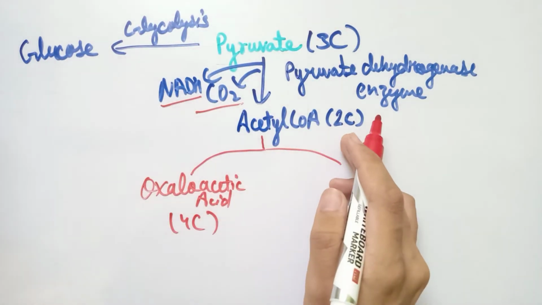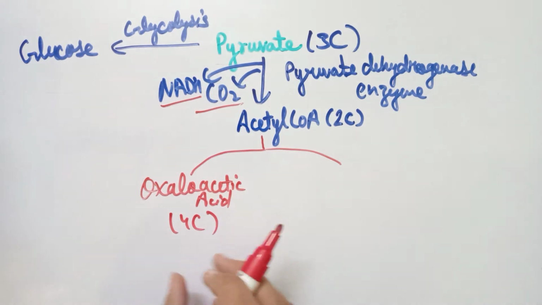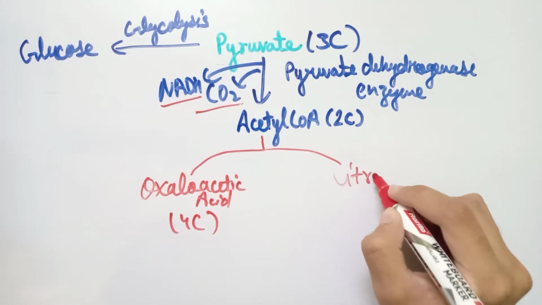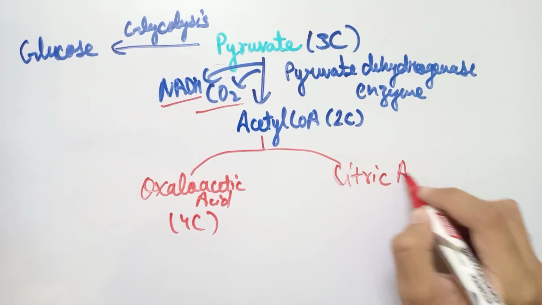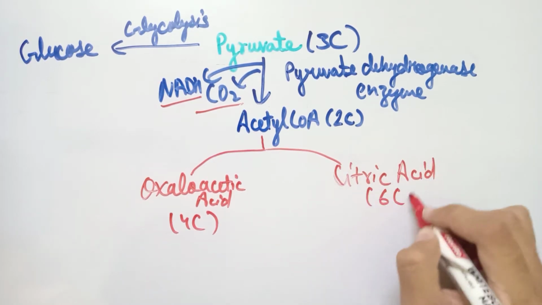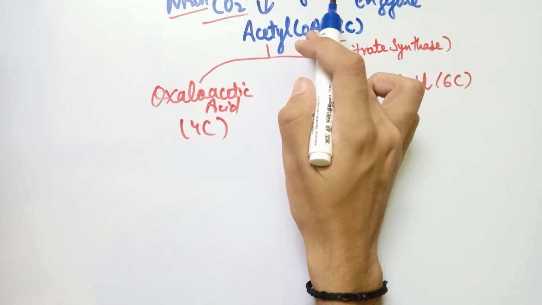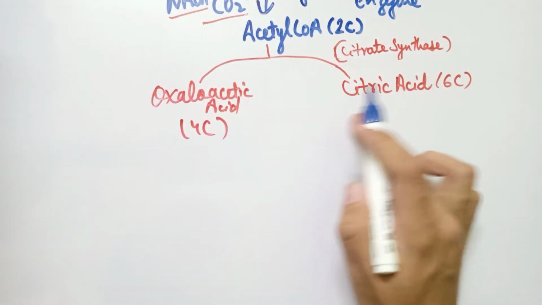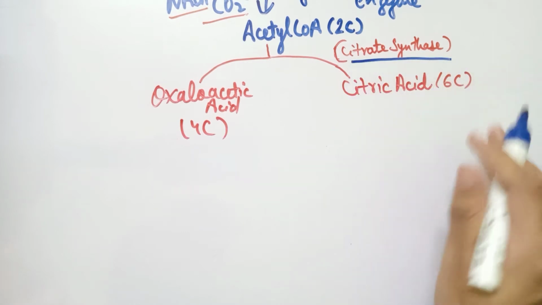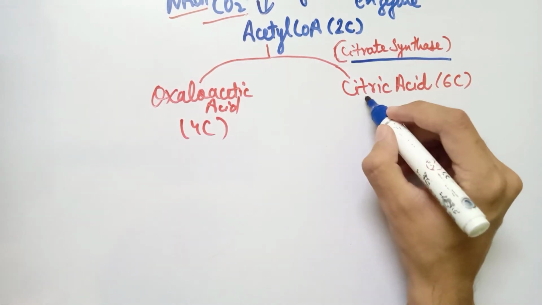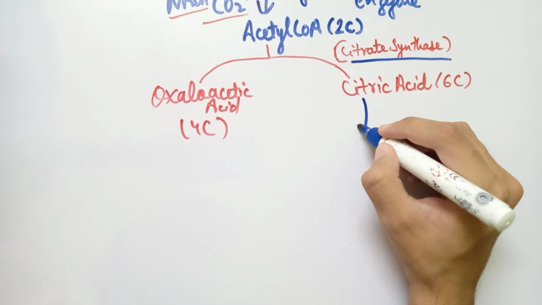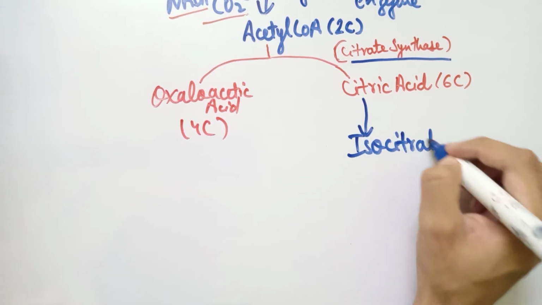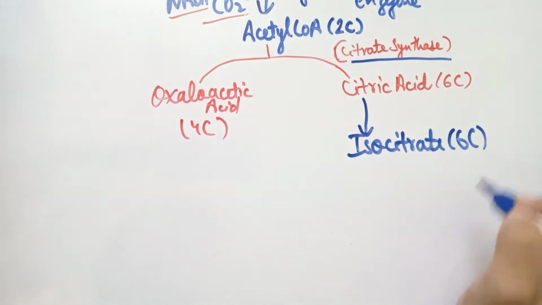Now this acetyl CoA reacts with oxaloacetic acid, which contains 4 carbons, and forms citric acid, which is a 6-carbon compound. This reaction of combination of acetyl CoA and oxaloacetic acid to form citric acid is catalyzed by citrate synthase enzyme. And now the citric acid is isomerized to form isocitrate, which is again a 6-carbon compound.